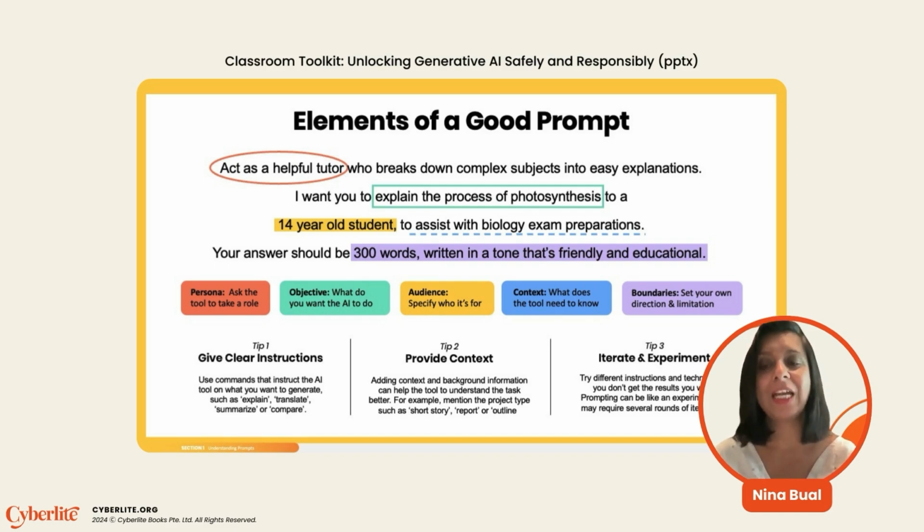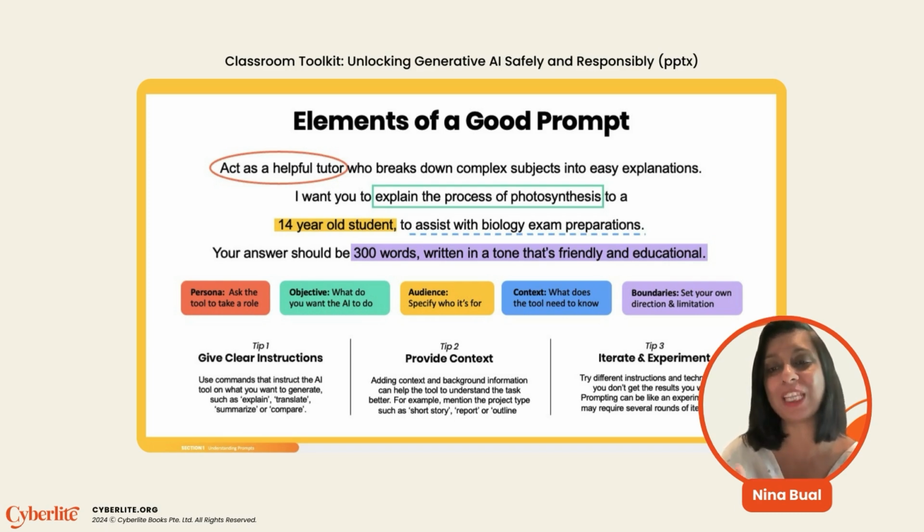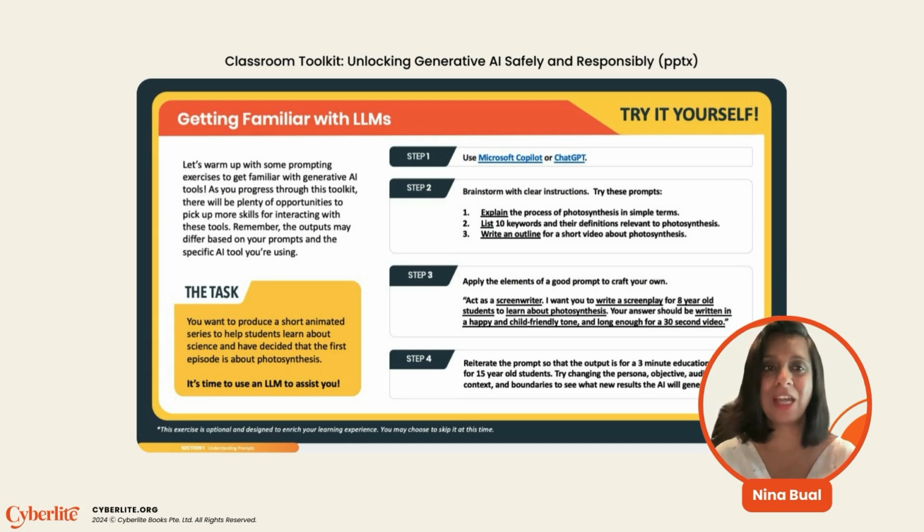And 3, iterate and experiment. Again, I will say this so many times, but try different instructions and techniques. If you don't get the results you want, prompting can really help by experimentation. Try several rounds, especially when you're new to it. It's important you do that. And that leads us straight into a try it yourself to get familiar with LLMs.